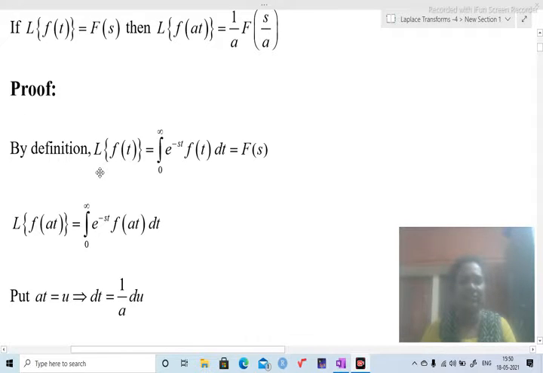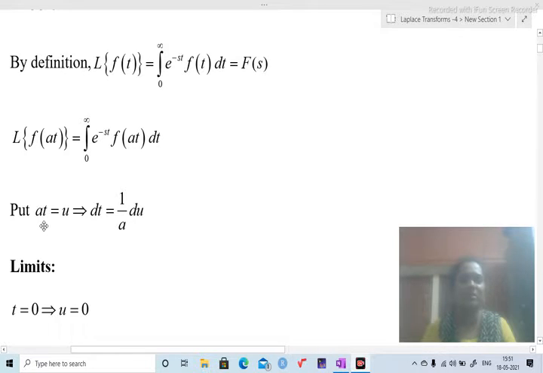By the definition of Laplace transform, we have L of f of t equal to integration 0 to infinity e power minus st f of t dt equal to F of s. So, replace t with at. So, we are going to get L of f of at equal to integration 0 to infinity e power minus st f of at into dt. We solve this integration by using substitution method.